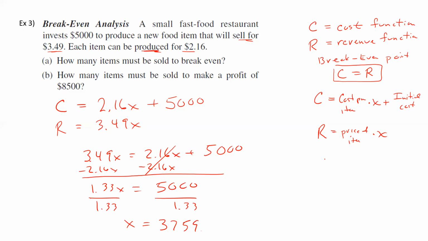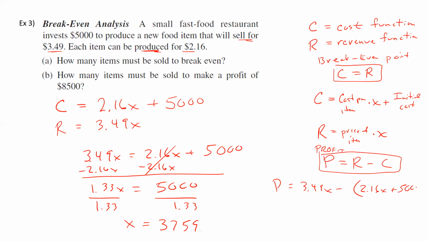Okay, and then the other one here, profit. Profit equation, here it is. There's a third one here. Profit is revenue minus the cost itself. No one got it. Owen, jamming 3.49, subtracting off this right here, 2.16x plus 5,000. There's our equation, right? Because part of this is actually to build your equations out.